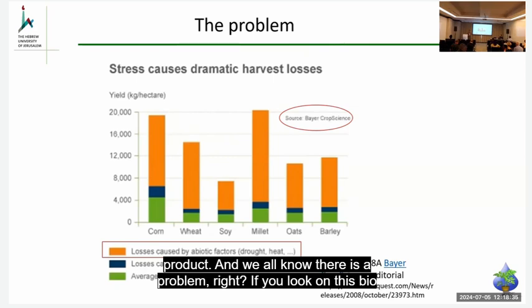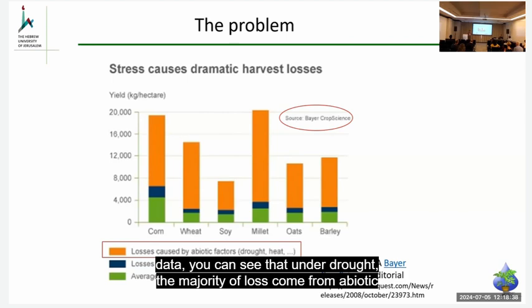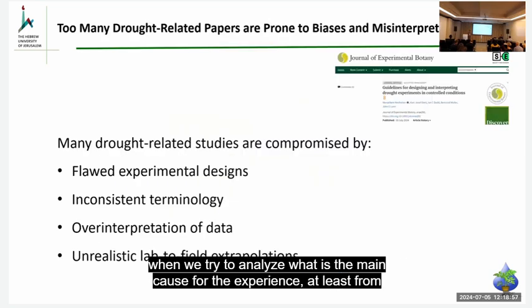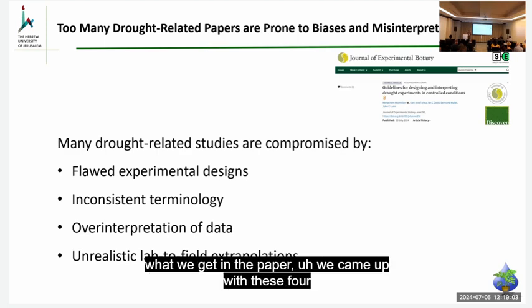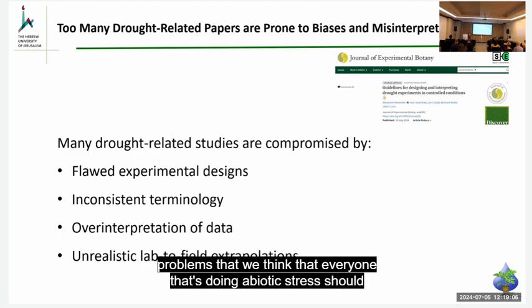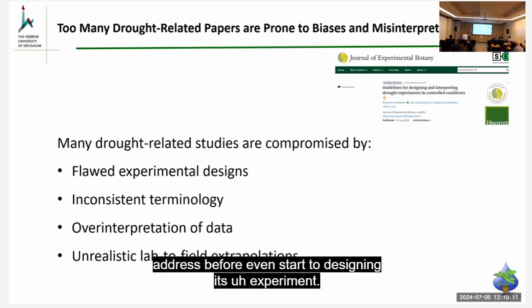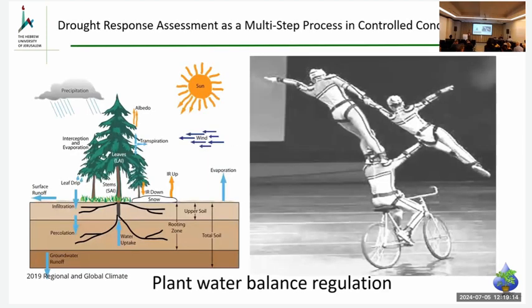And we all know there is a problem, right? If you look at this data, you can see that under drought, the majority of loss comes from abiotic factors like drought and heat, and a very small portion is lost due to biotic stress. So in research, we have some problem with abiotic stress. And when we tried to analyze what the main cause is, at least from what we get in the paper, we came up with four problems that we think everyone doing abiotic stress should address before even starting to design their experiment.